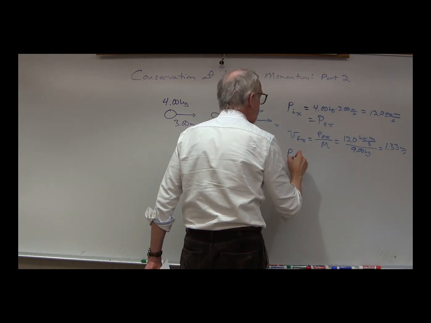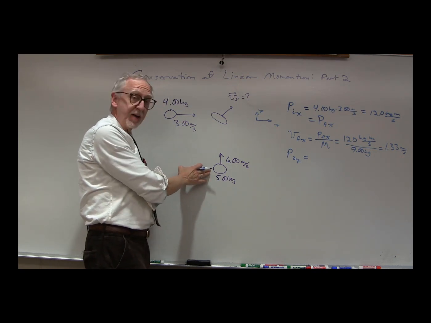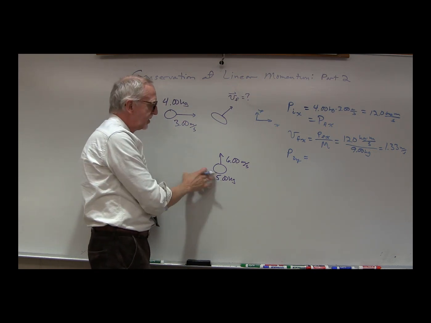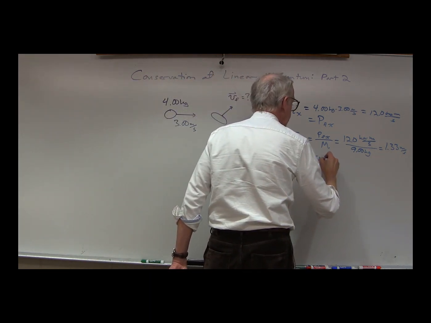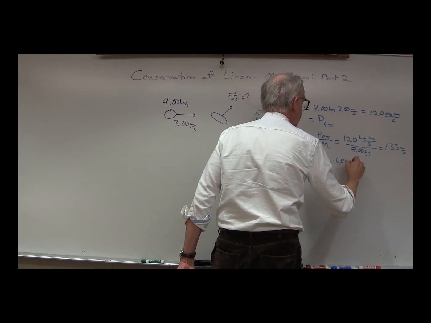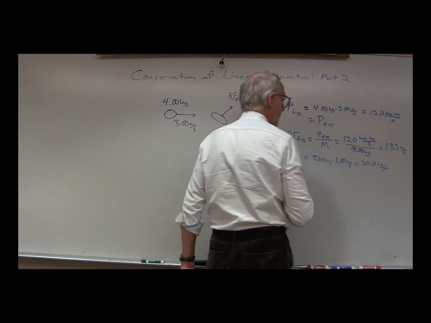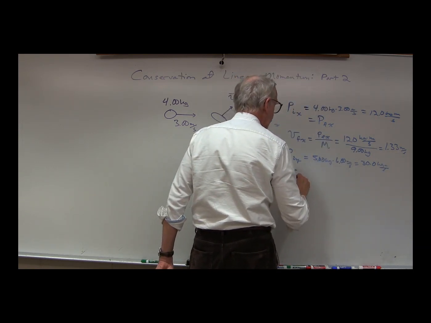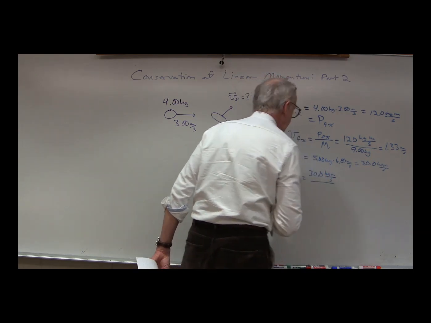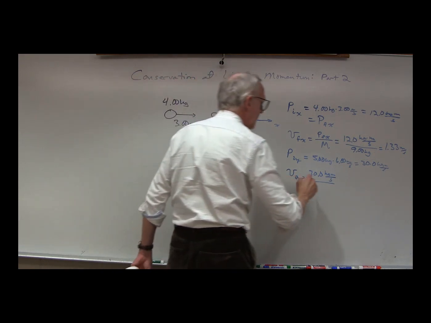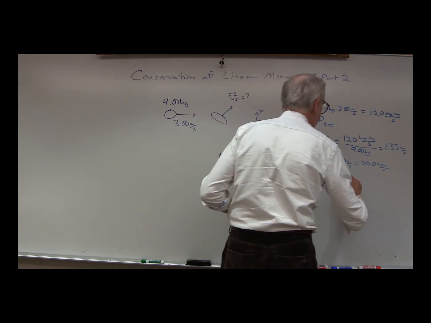All right, what is p initial y? Well, that's going to be contributed by this mass only. This one doesn't have a y component. So we'll have 5 times 6, 5 kilograms times 6 meters per second equals 30 kilogram meters per second. So what is v final y? It's going to be 30 kilogram meters per second divided by the total mass, again 9 kilograms, which leaves us with 3.33 meters per second.